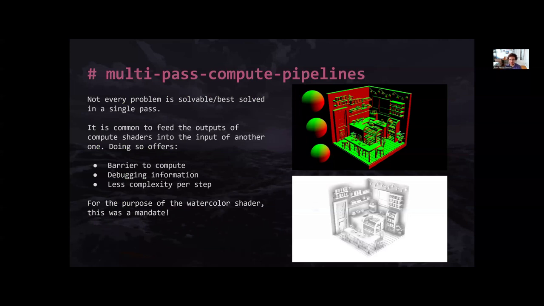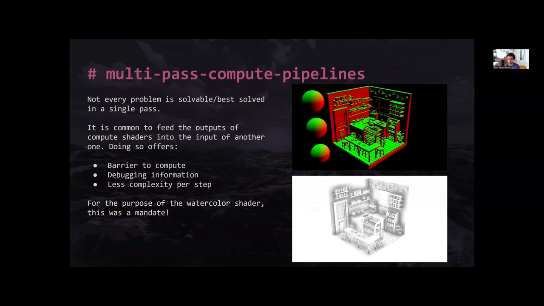So multipass compute pipelines do this over and over and over again, and that's what I really explore today. Not every problem is solvable or best solved in a single pass. You sometimes need to do multiple iterations in order to create your final result. And it's common to feed the outputs of compute shaders into the inputs of other ones. And doing so does offer a lot of benefits.